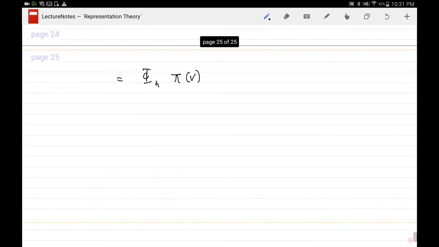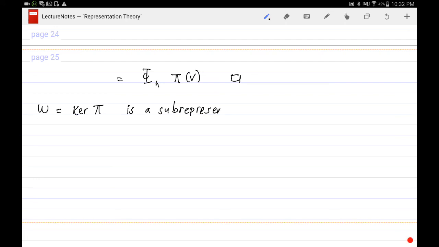So this means that pi is a representation homomorphism. So we have that W, as a consequence of this, W, which is the kernel of pi, is a sub-representation space. Okay.